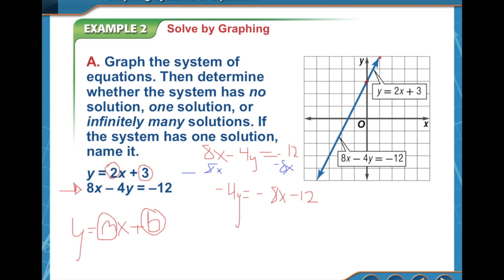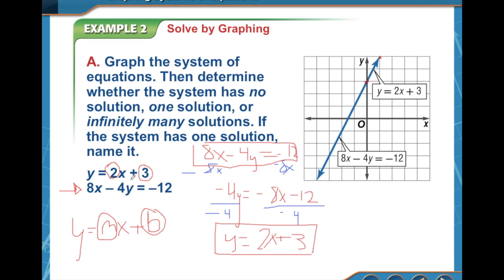And now we want to divide away our negative 4. We have to do that everywhere. So if we do that, what is y equal to? Well, y is equal to positive 2x plus 3. So this equation is the same as this one. So in other words, these 2 lines are the same. If you graph both of them, they're right perfectly on top of each other.